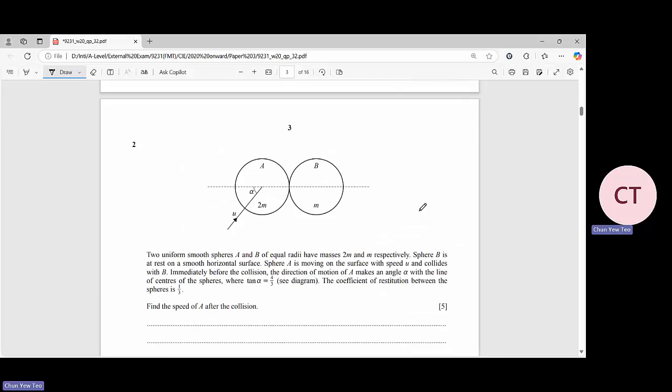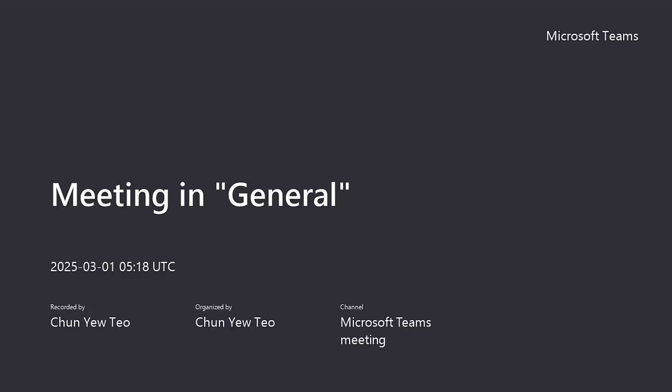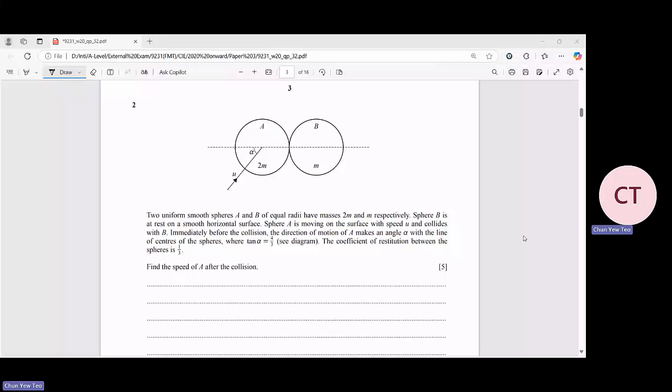Now we move on to question number 2. Spheres A and B of equal radii have masses of 2m and m respectively. Sphere B is at rest on a smooth horizontal surface. Sphere A is moving on the surface with speed u and collides with B. Immediately before the collision, the direction of motion of A makes an angle alpha with the line of centers of the spheres, where tan alpha is equal to 4/3. The coefficient of restitution between the spheres is 1/3. Find the speed of A after the collision.